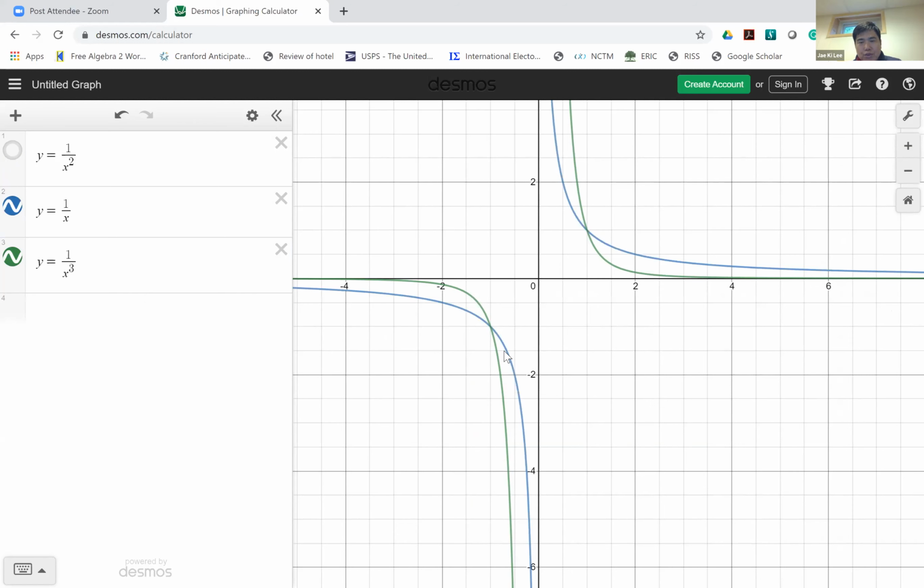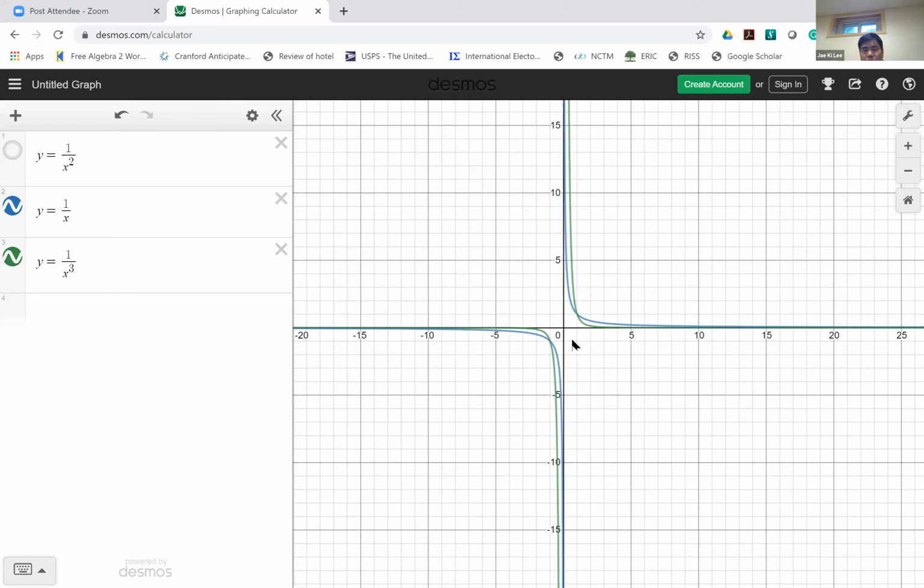So the blue one is the 1 over x graph. The green one is the 1 over x cubed graph, right? Even though they look a little bit different, we can say the basic shape is kind of the same as the 1 over x graph. Do you know what I'm talking about? Yeah.